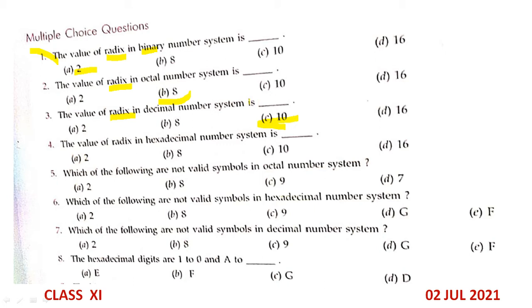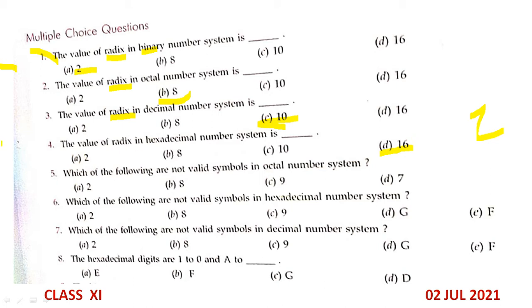Basically this 2 or 8 or 10 tells us how many symbols are allowed in that number system. For example, in decimal, 10 means we use the symbols or digits from 0 to 9. In octal, 0 to 7. In binary, 0 to 1. Similarly, the value of radix in hexadecimal number system, what may be the answer here? D, that is 16. In binary 2, in octal 8, in decimal 10, and in hexadecimal 16.